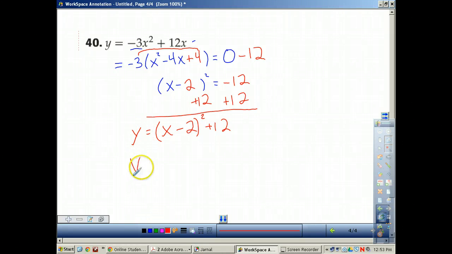And of course, write your vertex. Where is your vertex? 2, comma, 12. Yeah.